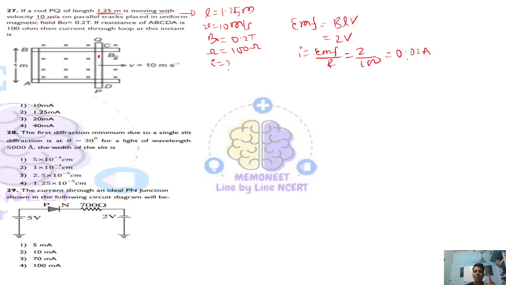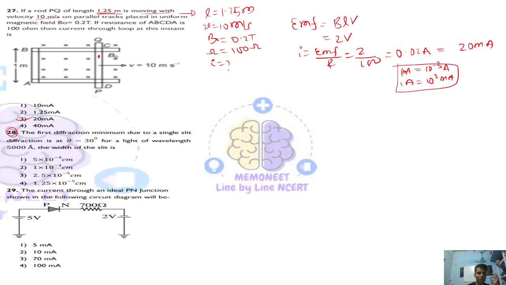So if we want to calculate in milli, we know 1 milliampere is equivalent to 10 to the power minus 3 ampere. So 1 ampere is equivalent to 10 to the power 3 milliampere. If we multiply with 10 to the power 3, it becomes 20 milliampere, which means option third. You can easily see that they have also tried to check your conversion skills, so you need to remember some conversions also. It is important.